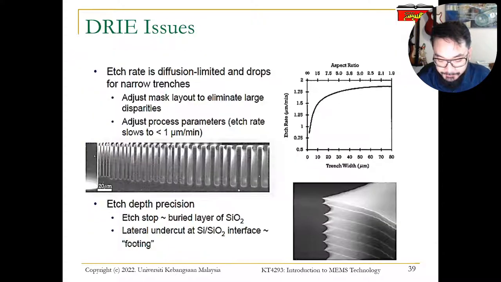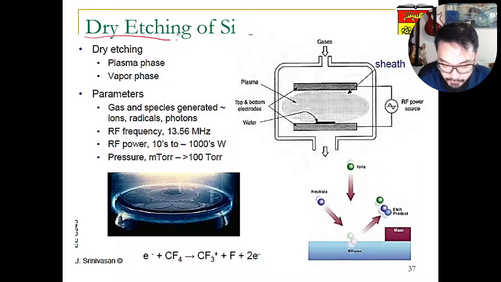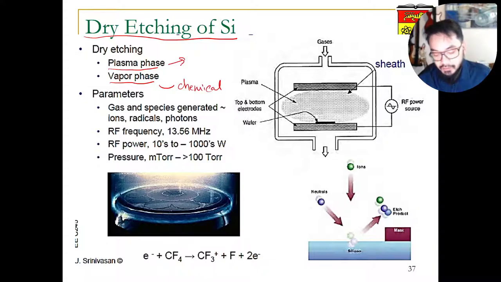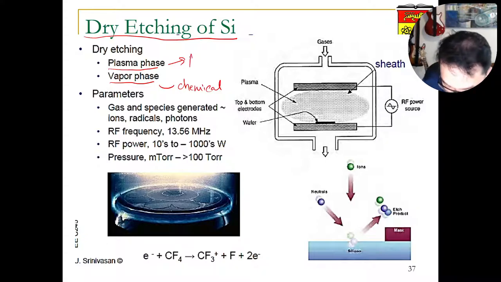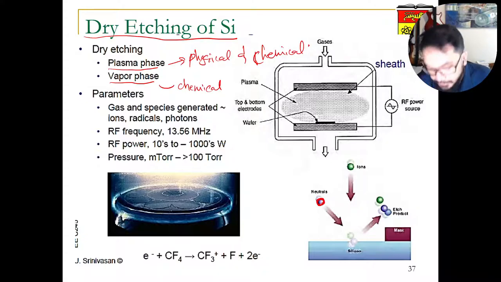So you can read through that. On the other hand, for dry etching of silicon, you can use either plasma phase or vapor phase. Basically, if it's a vapor phase, it must definitely be a chemical reaction. If it's plasma phase, it can be a physical plus chemical reaction. What do I mean by physical reaction? Physical is when you have an ion. Okay, an ion, and also a neutral molecule or any reactive gas.